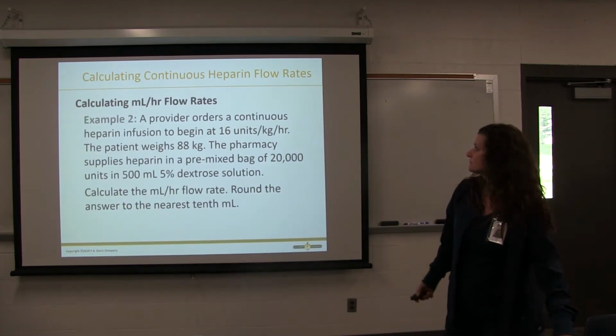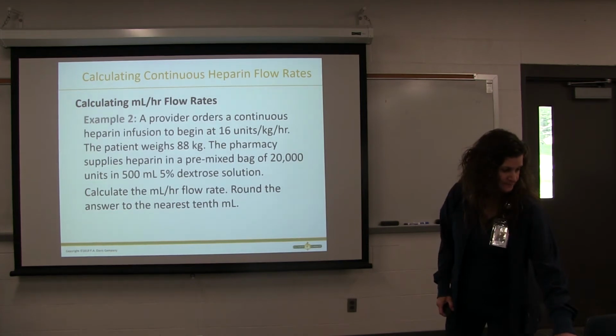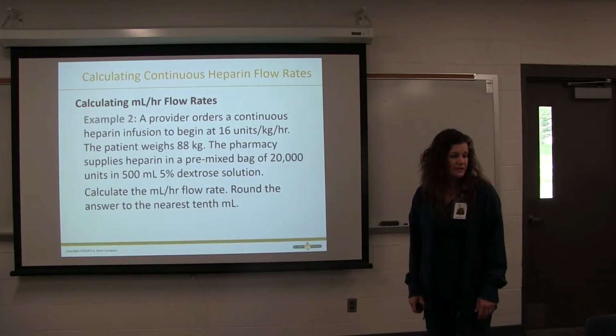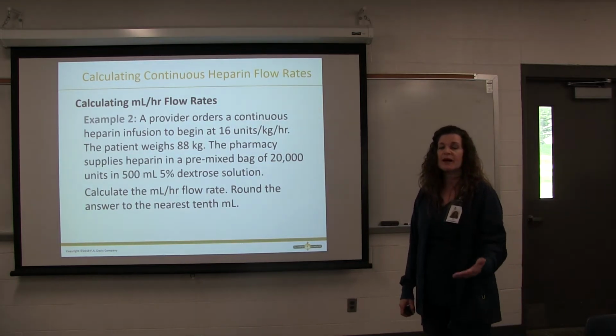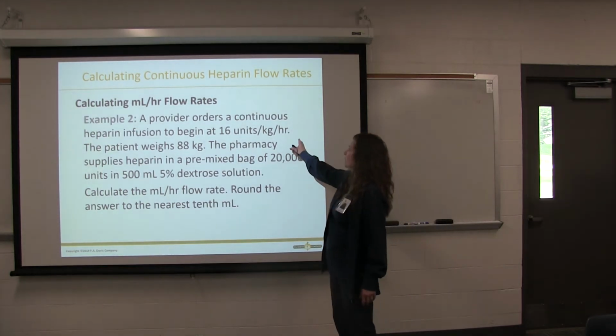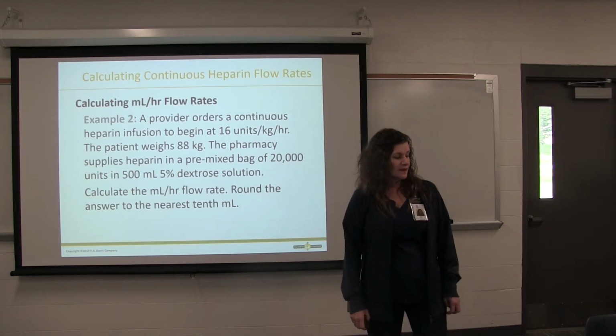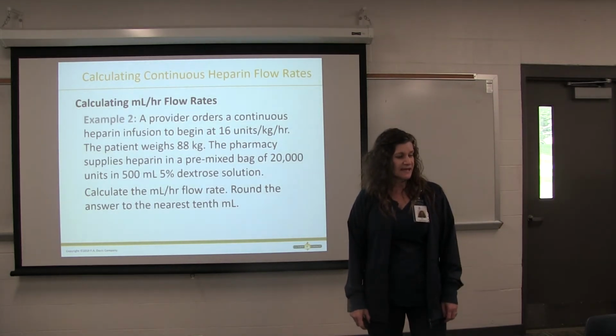Okay, all right, let's look at another one here. Okay, provider orders infusion begin at 16 units per kilogram per hour. There again, you see that. You're going to know that both of these are going to go next to each other on the bottom part of the equation. The patient weighs 88 kilograms.